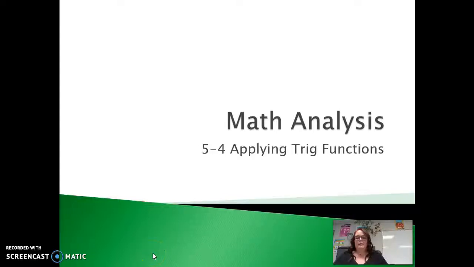Right, so today we're going to talk about applying trig functions. So it's going to be talking about solving triangles, it's going to be talking about finding measures of angles, and then possibly applying that to some geometric and real life experiences. So we're going to go ahead and get started on the first example.